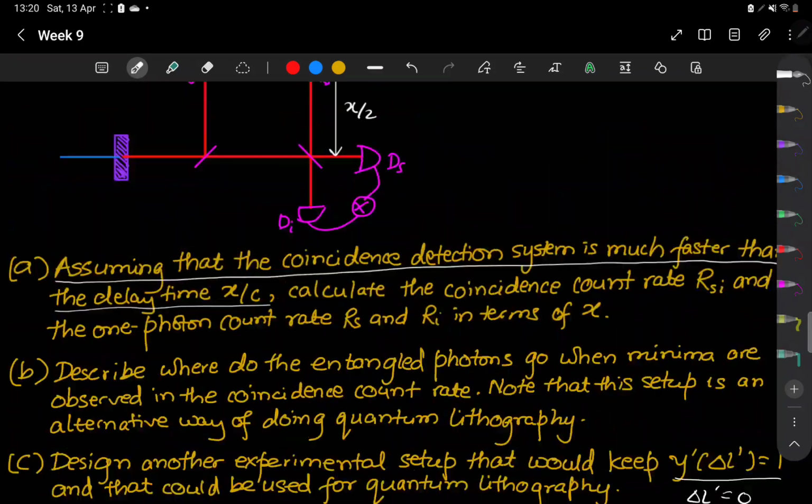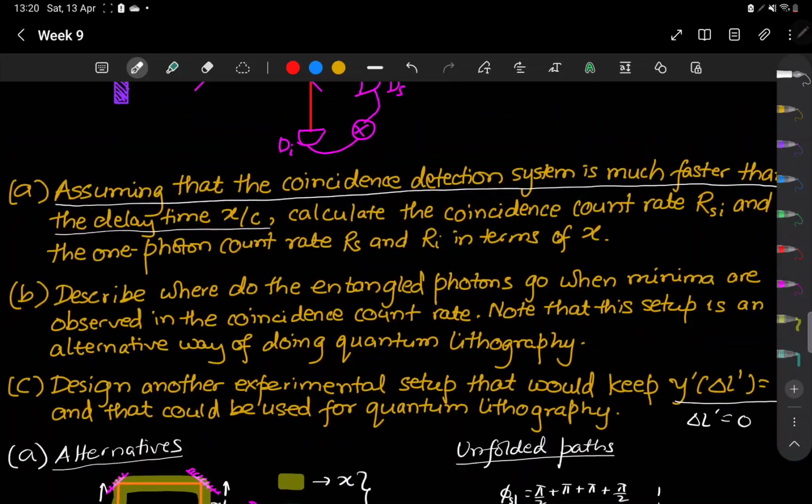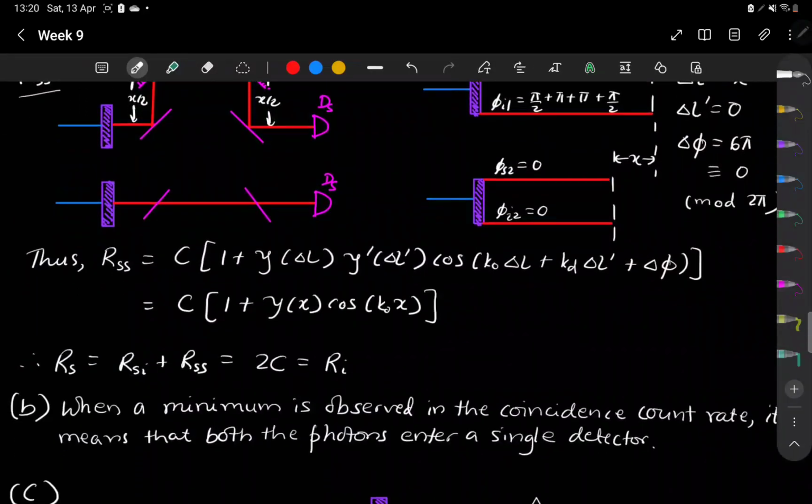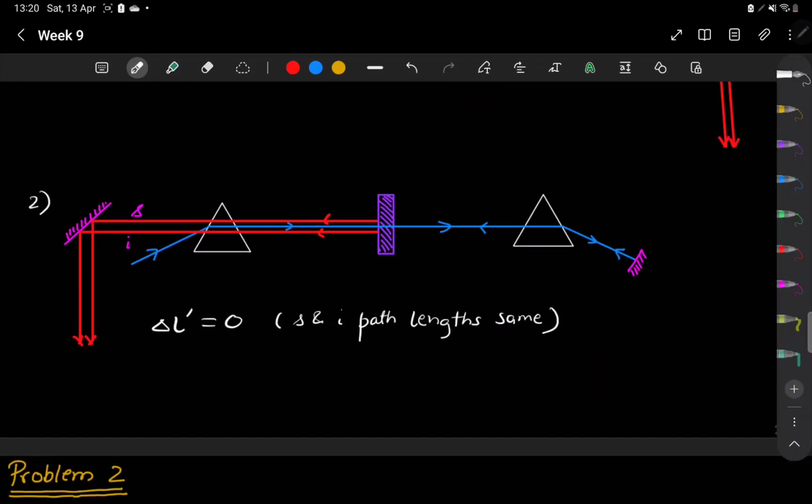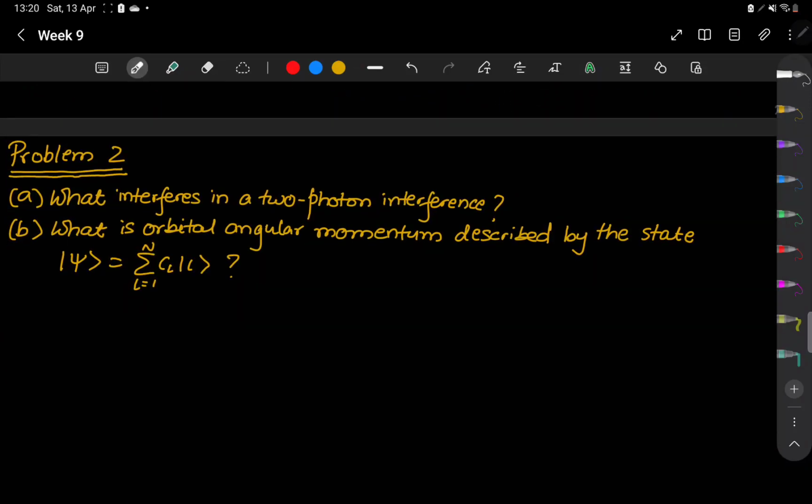Okay, so now since there are no more questions, we can move ahead to the next question. Problem 2. What interferes in a two-photon interference? And part B. What is orbital angular momentum described by the state psi given as this? Superposition of CL state. So again, take a few minutes and then we will discuss. This is more like a descriptive question.